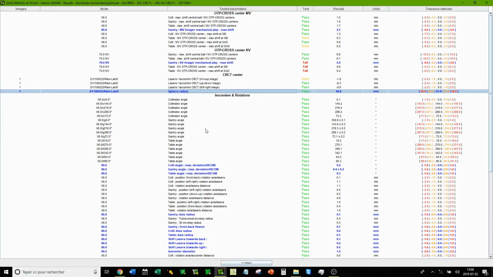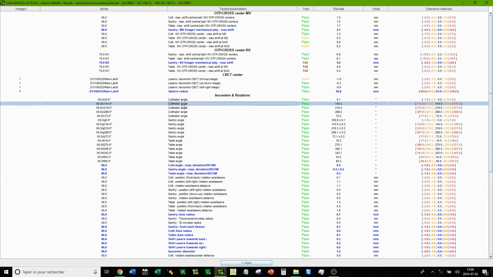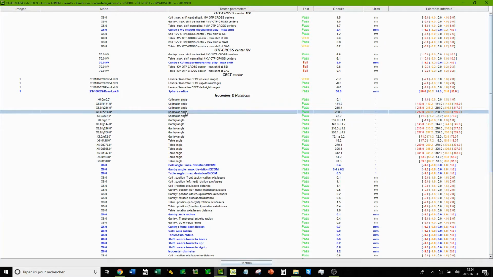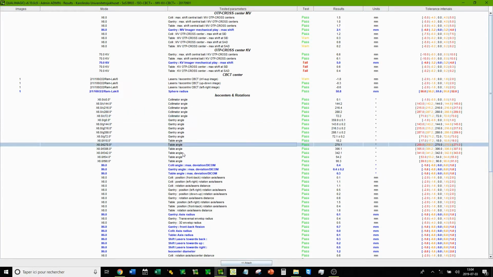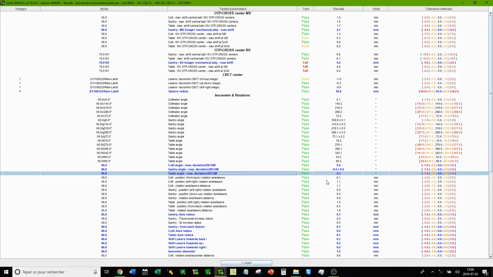As you can see, they use 5 collimator angles, 5 gantry angles, 5 MV couch angles, and we will find the greatest deviation in rotation angle for the collimator, gantry and couch around 0.3 to 0.4 degrees.